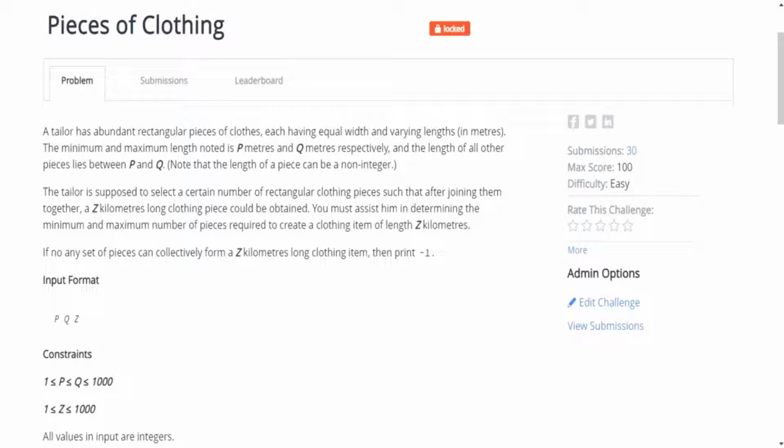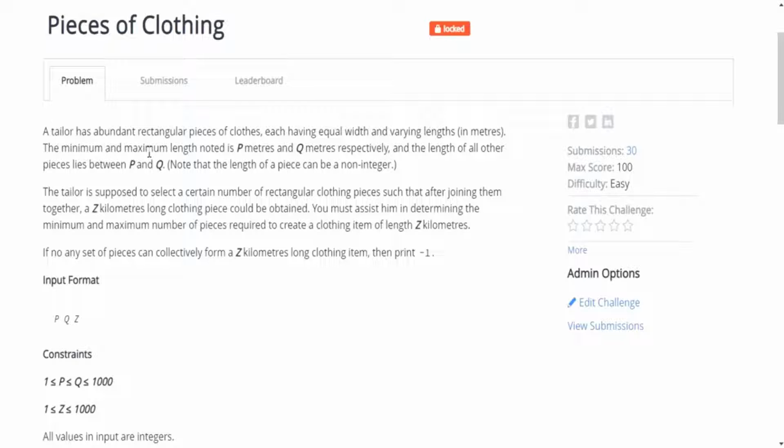In today's video, we'll be seeing the solution for the first problem statement of division 2, that is Pieces of Clothing. So let's understand the problem statement at first. We are given two numbers, P and Q, which essentially denote the minimum and maximum possible length for a rectangular piece of clothing.